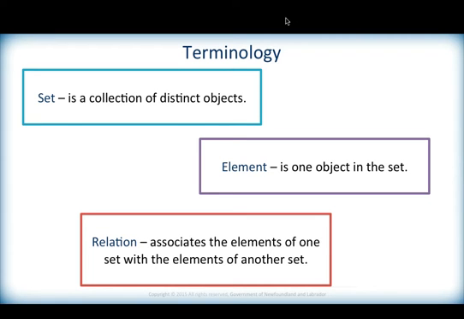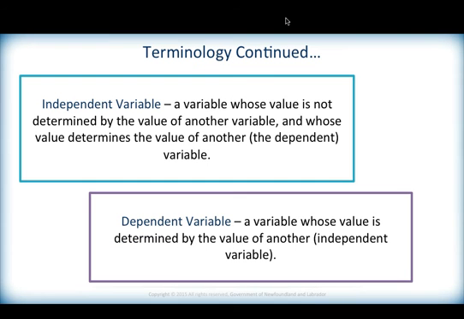A relation associates the elements of one set with the elements of another set. So somehow they relate to one another. One will associate with the other set, and you can use that to compare one to the other. We're going to look at those in some more detail a little later.